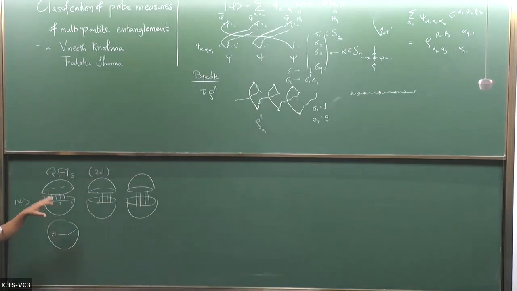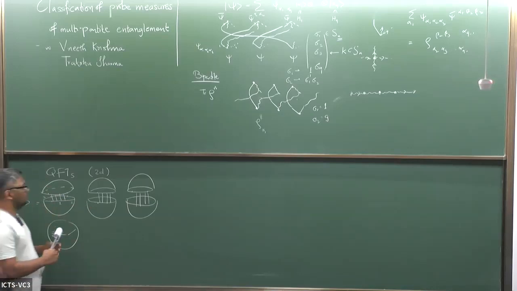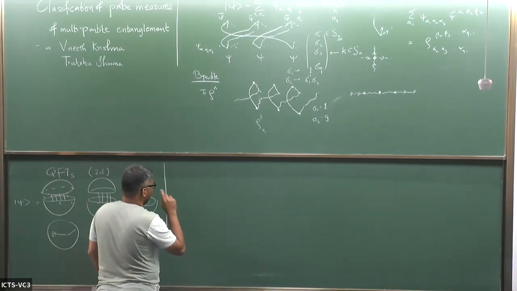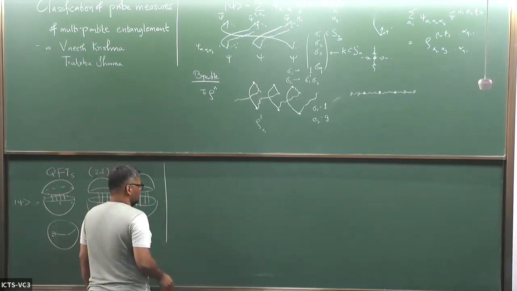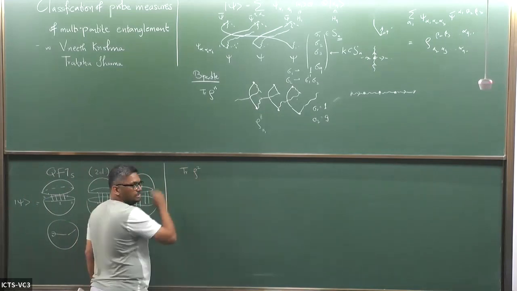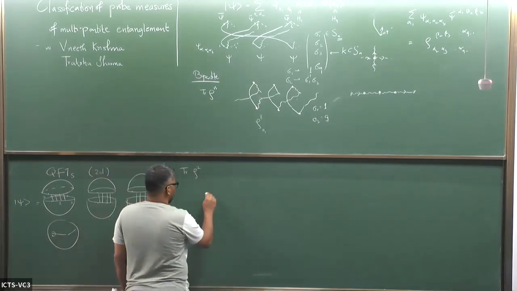Unfolded picture. Yes, so we would have to do this using the gravitational description, and we'll follow the methods of Lewkowycz and Maldacena. Just to remind you how they did it for the bipartite case, let's consider the computation of trace rho squared. Just the bipartite case.